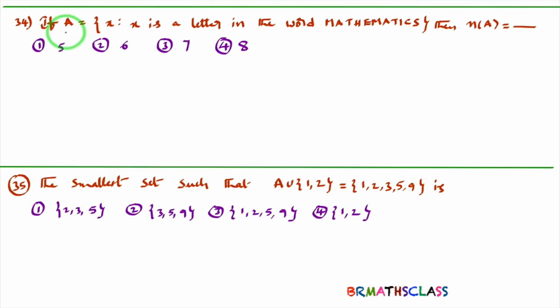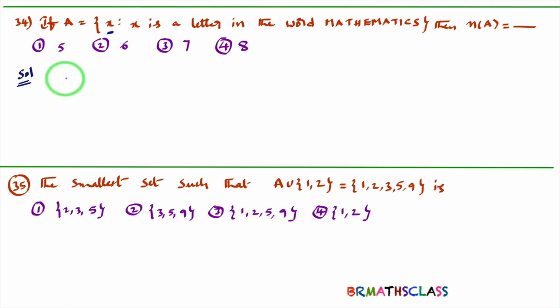See this 34th question. X says that X is a letter in the word mathematics. Then N of A. You observe here this set is in which form? Roster form or set builder form? This given set is in set builder form because all the elements are represented with its single common property.